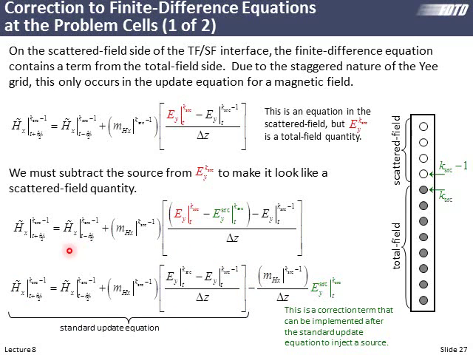That means we can do our little update procedure just how we've always been doing it across the entire grid. And when we're done that, we just subtract this correction term from the one point that needs it. And that would satisfy the total field, scattered field for this update equation.